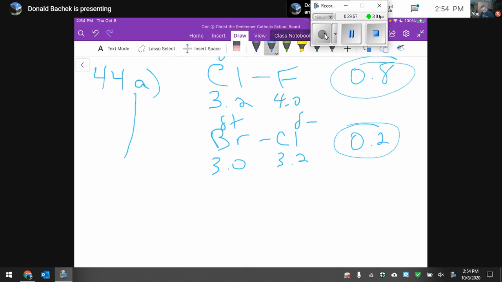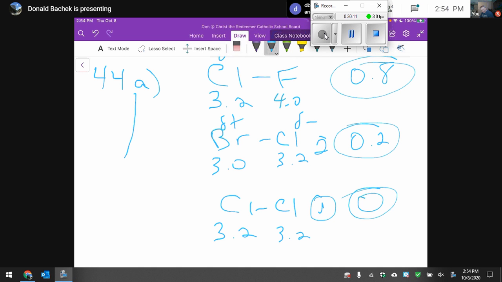And what else? CL-CL, like I say. And of course, that would be 0 because 3.2 and 3.2, and we'd have 0. So again, this would be the lowest polarity difference. This would be the next highest, and that would be the highest. Okay, and then maybe we'd throw an ionic compound into there somewhere, and of course that would be number 4. That would be the highest difference in electronegativity. It's the highest because that's how electrons are transferred from one to another, right? So, okay.